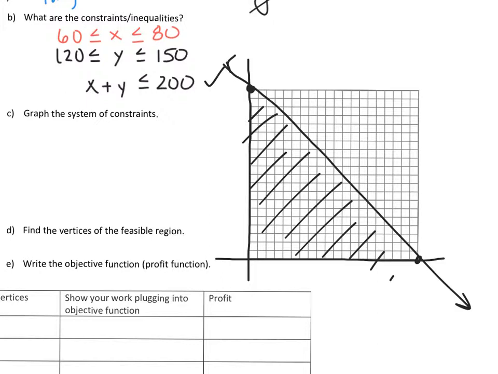Then X is between 60 and 80. So I'm going to go up to 6 right here and 80 and make a strip right here. And then Y is between 120 and 150. So 1, 2, 3, 4, 5, 6, 7, 8, 9, 10, 11, 12, 13, 14, 15, right here.